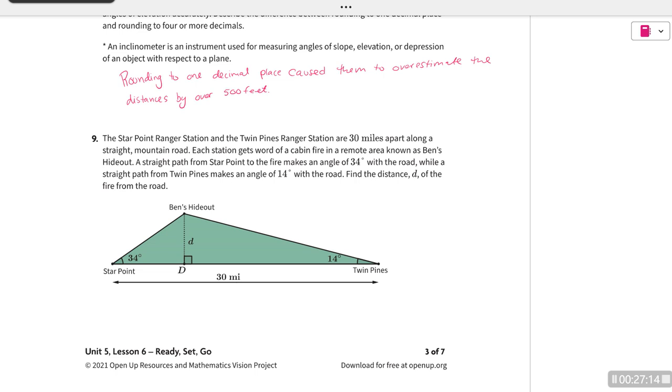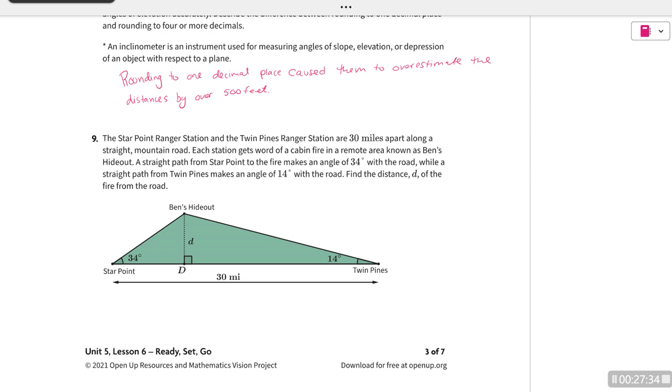The Star Point Ranger Station and the Twin Pines Ranger Station are 30 miles apart along a straight mountain road. Each station gets word of a cabin fire in a remote area known as Ben's Hideout. And we see all those places labeled on our diagram.